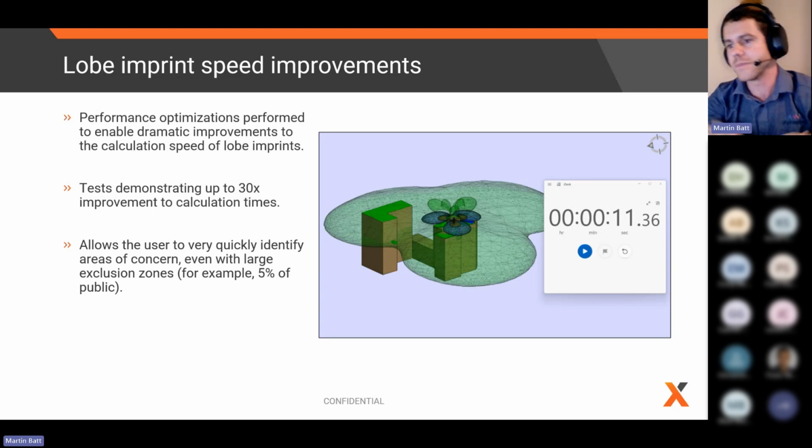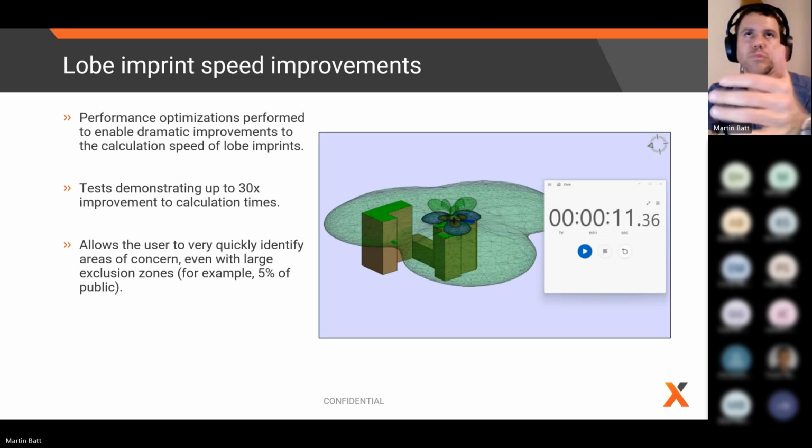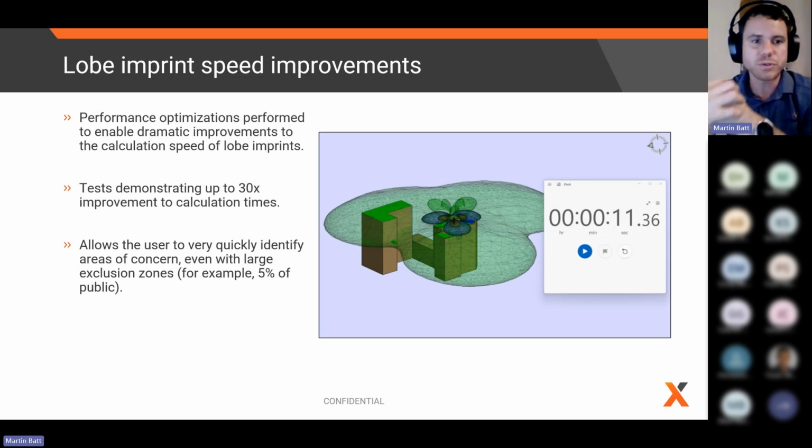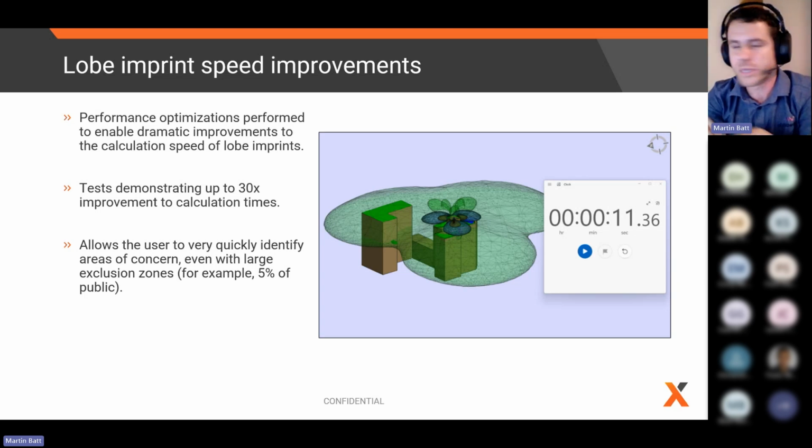This was also one of the key areas that we had to make some changes. Previously you had, let's call it, a very large exclusion zone, for example, a 5% of public exclusion zone, and because those exclusion zones were so large, the lobe imprint would also take some considerable time. So now, as shown in this picture, it's much faster.